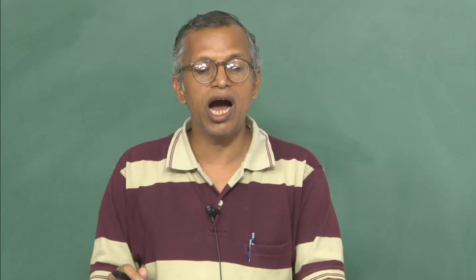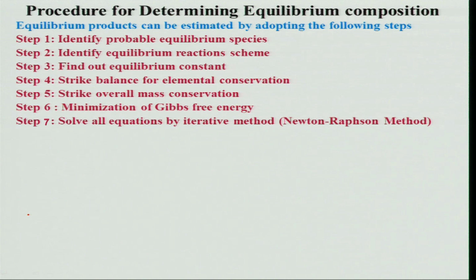Let us look at how we will be dealing with it. We will basically look at the procedure for determining the equilibrium compositions, and I have just identified a few steps. First of all, one has to look at what reaction it is. When you talk about the reaction, you will have to identify probable equilibrium species. You may ask how I will know that.